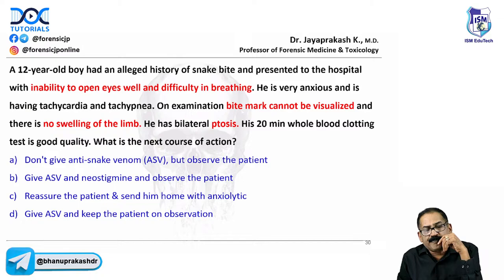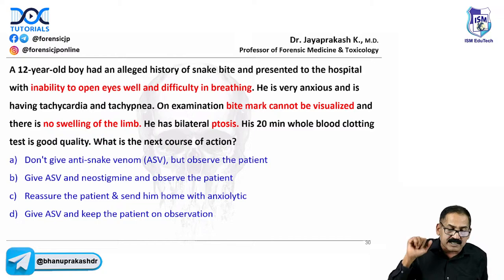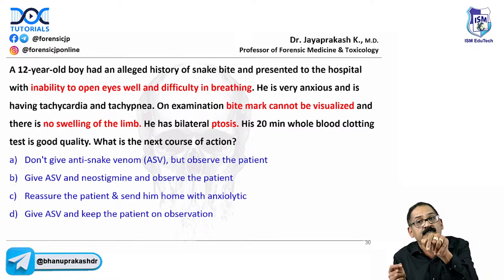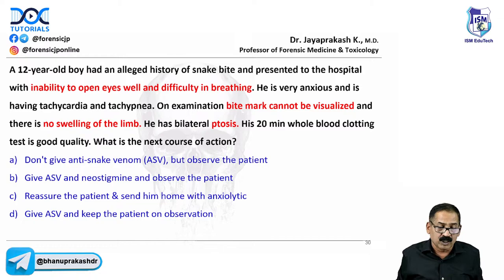An old boy had an alleged history of snake bite and presented to the hospital with inability to open the eyes well and difficulty in breathing. Neurotoxic poison. He is very anxious and has tachycardia. A bite mark cannot be visualized. That means common krait. I told you, many times there will not be a bite mark. No swelling, ptosis. Now the snake is common krait. Don't give anti-snake venom, but observe the patient?